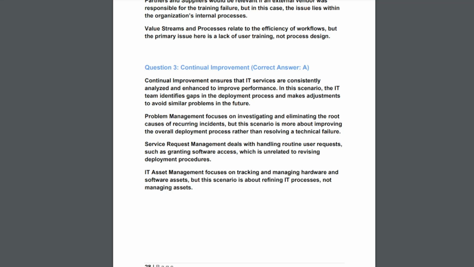Some of the incorrect answers here were problem management, which focuses on investigating and eliminating the root cause of recurring incidents, but this scenario is more about improving the overall deployment process rather than resolving a technical failure. There was service request management, which deals with handling routine user requests, such as granting software access, which is unrelated to revising deployment procedures. And finally, you've got IT asset management, which focuses on tracking and managing hardware and software assets. But this scenario is about redefining IT processes, not managing assets.